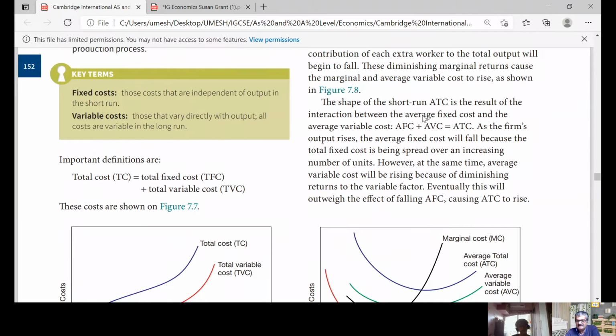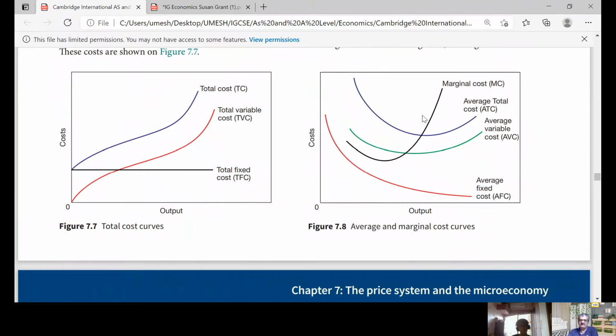Could you repeat that? Sorry, I was distracted. No issue, no issue. Have you understood the curve shape of the total cost? I understood. Very good.